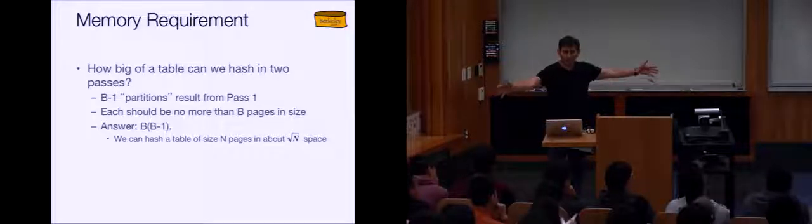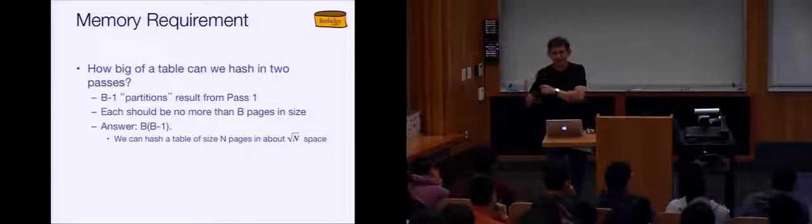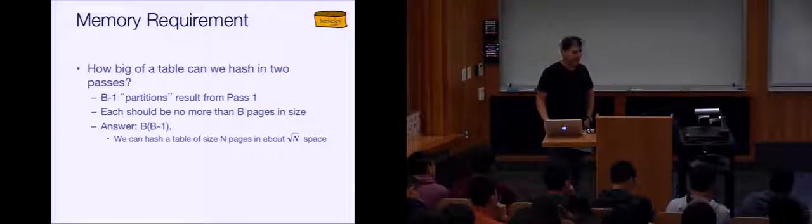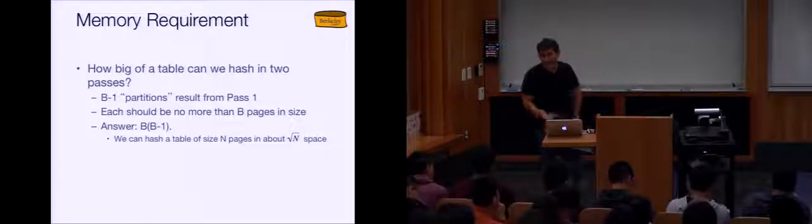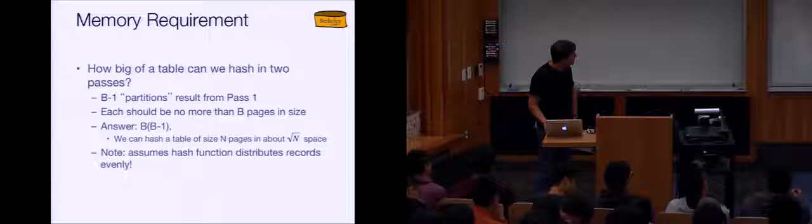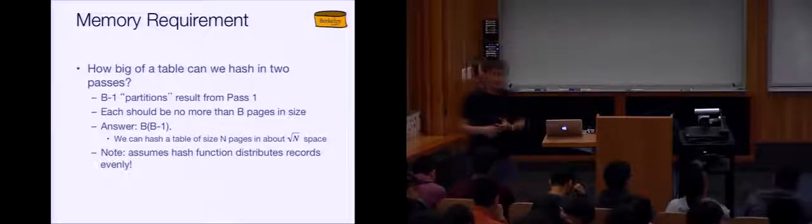Partition it into things that are no bigger than B, and then read in the B-or-smaller things one at a time. And again, that means that you can hash a table of size N in about square root of N space, which sounds awfully familiar from sorting, right? So the memory requirements of hashing in this context are pretty much the same as the memory requirements of sorting. This does assume that all the partitions are the same length.